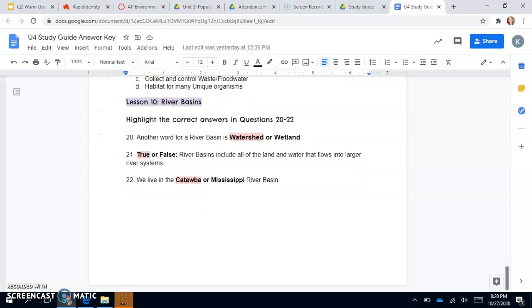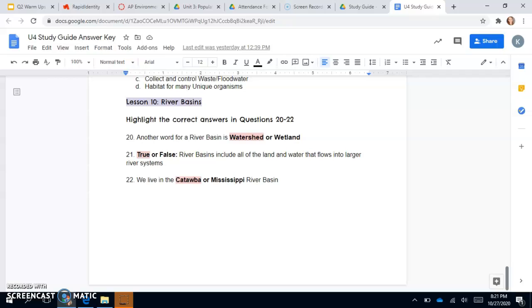We in North Carolina do have quite a few on our coast. And then finally, we learned about river basins. 20 says another word for a river basin is, and that's going to be watershed. So watersheds and river basins are the same thing. Do not get a watershed and a wetland confused. A watershed is all of the area, all of the land and the water in an area that drains into a larger river system and eventually the ocean. And then a wetland is an area that's covered by water most of the year.